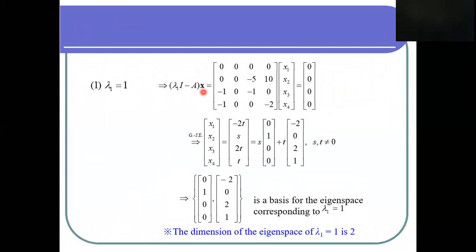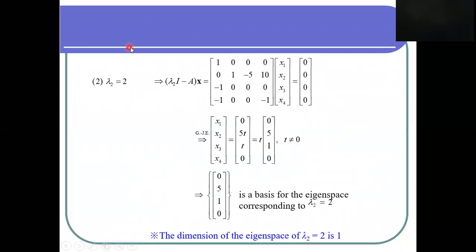In that case, dear student, if you solve the homogeneous equation corresponding to lambda equal to 1, you will get two free variables. So this is the basis for the eigenspace corresponding to lambda equal to 1. The dimension of the eigenspace of lambda equal to 1 is 2. You have two pivot positions and two free variables. It means two rows will have all terms zero, so there will be no pivot in two rows of this matrix. So the dimension in this case is 2.